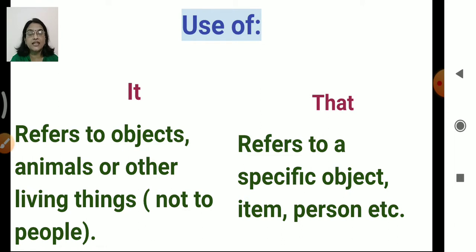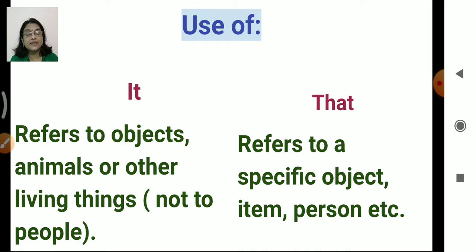Now before we start our chapter, I would like to tell you the uses of "it" and "that". Now, "it" is a pronoun, right? And it is used in a sentence to refer to objects, animals or other living things, like the trees. Except people, persons are not added here. We use it not for people, not to talk about people, right?